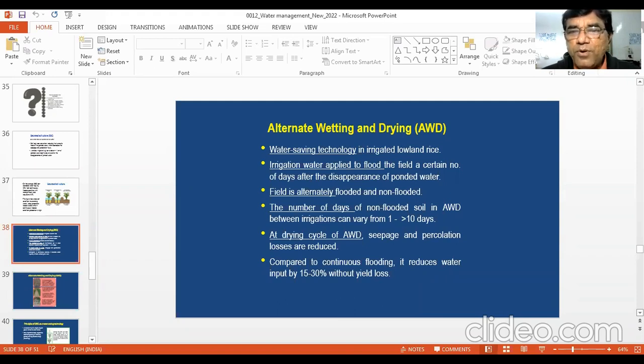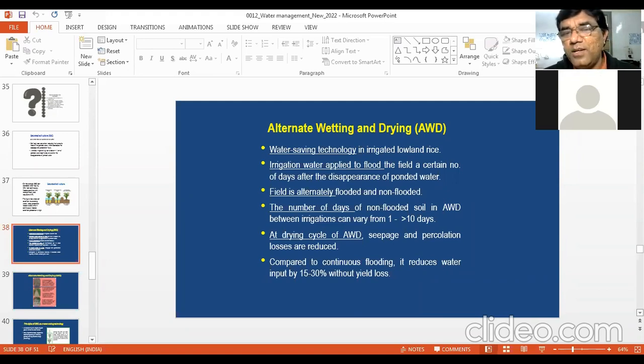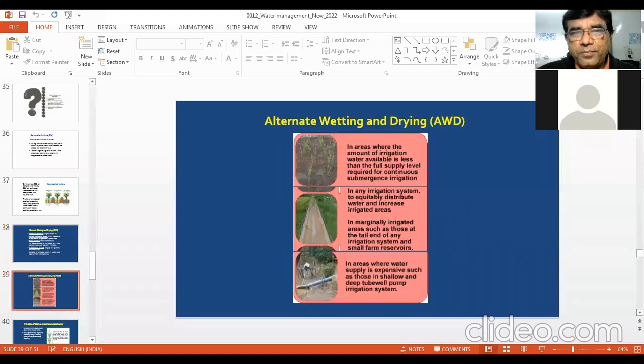The number of days of non-flooded soil in AWD between irrigations can vary from 1 to 10 days. Means after disappearance of water, it can be 1 day, 2 days, or 3 days. In a drying cycle of AWD, seepage and percolation losses are reduced because there will not be ponded water every day. Thus seepage and percolation losses are less than in continuous flooding. Compared to continuous flooding, it reduces water input by 15 to 30% without yield loss.